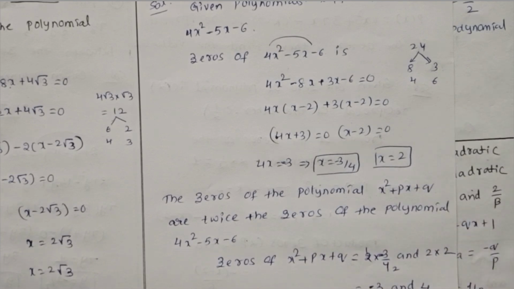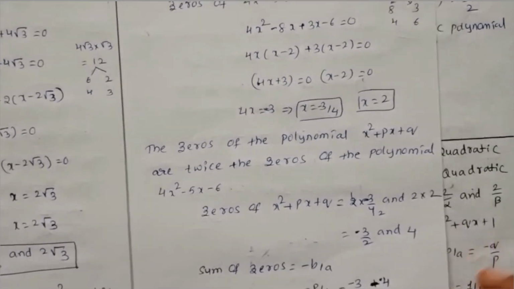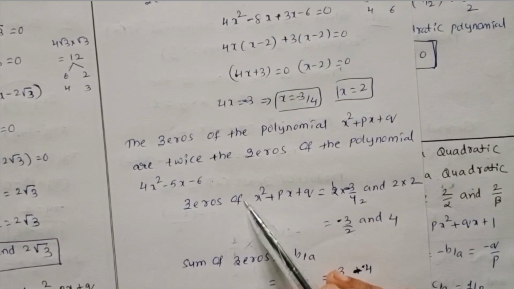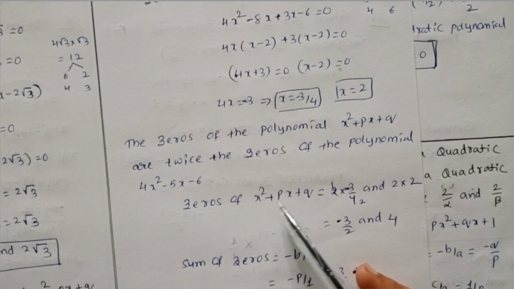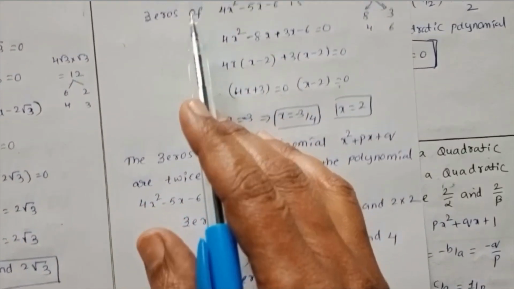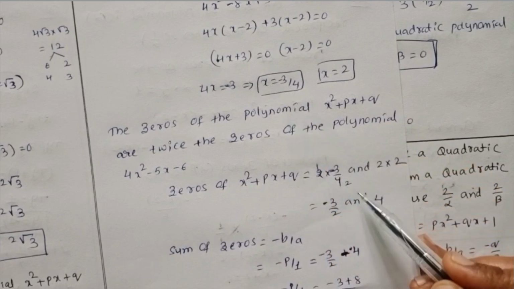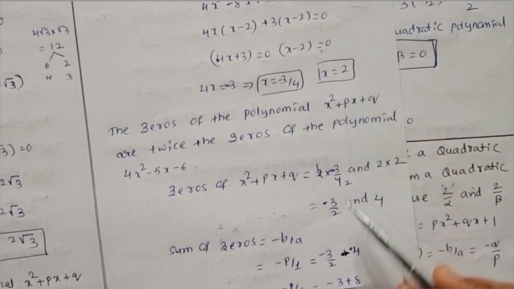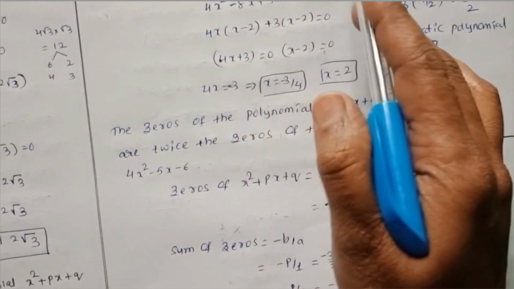But they mentioned that x square plus px plus q has zeros that are twice the zeros of 4x square minus 5x minus 6. So to find the p value, find the zeros of x square plus px plus q, which are double the zeros of 4x square minus 5x minus 6. So double: 2 into minus 3 by 4 and 2 into 2, that becomes minus 3 by 2 and 4, which are the zeros of x square plus px plus q.